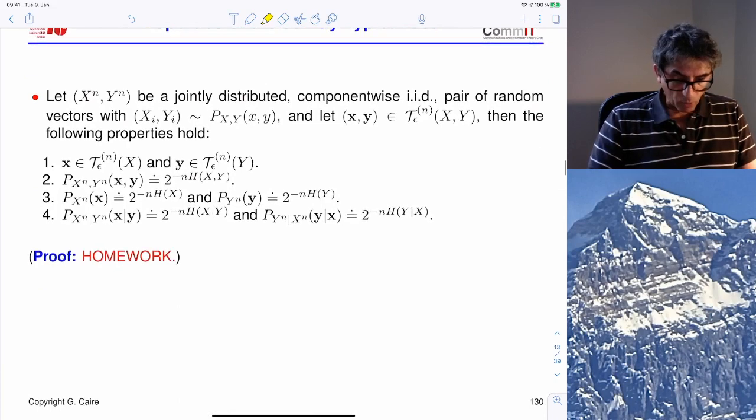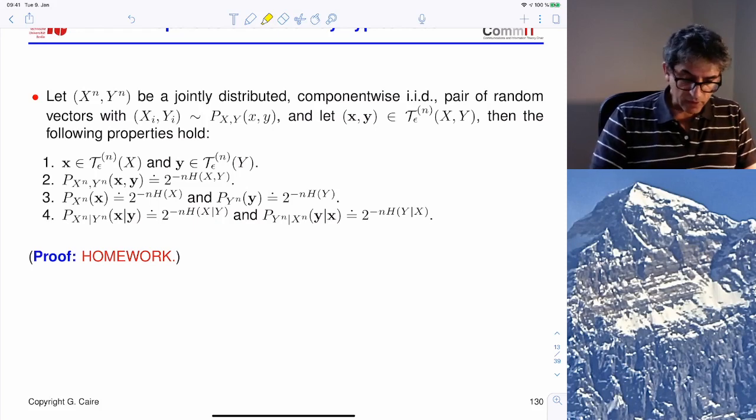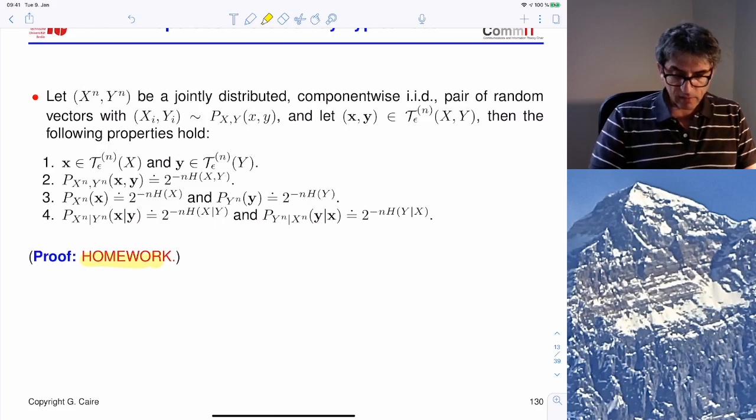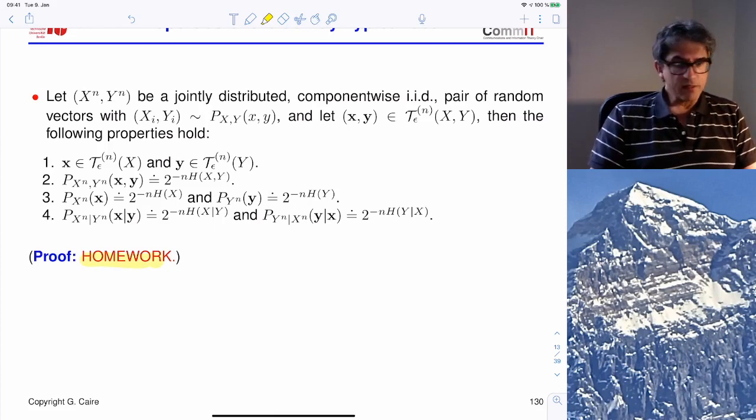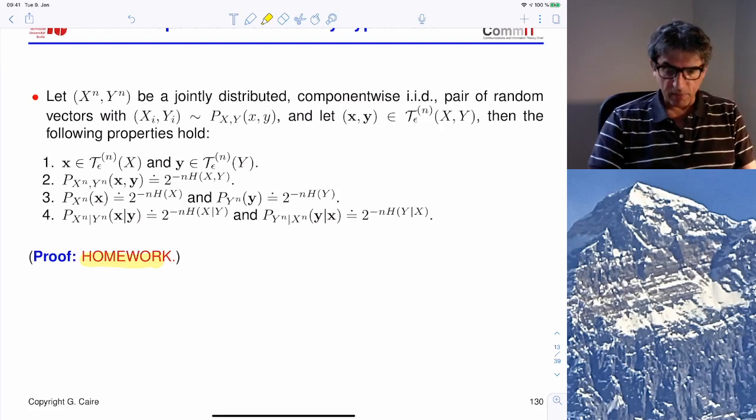Now we have some more properties of the jointly typical set. In fact, it's easy to prove, and you will do this as homework. By the way, this week I will not give exercises because we are just building tools. There will be more exercises for the topics of next week. So you are supposed to do these proofs by yourself. And for what I have done before, it's relatively easy to work in the same way, basically, and get these results.